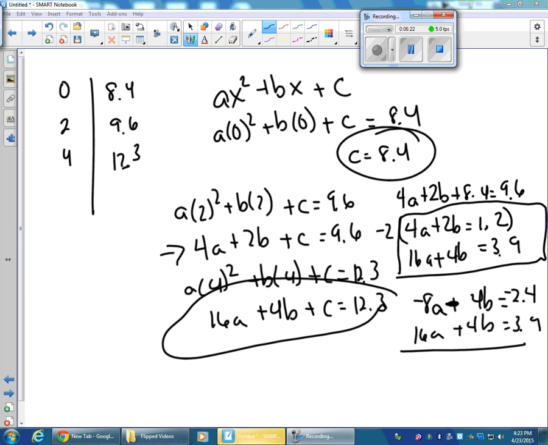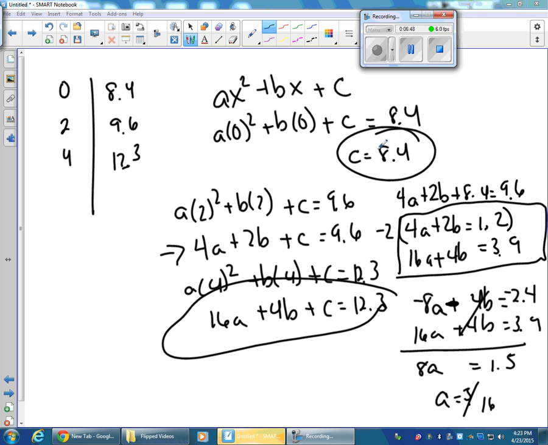Combine these two lines together, you get 8a, the b's cancel, equals 1.5. 1.5 divided by 8 is, a is 0.1875. Let's change that to a fraction. I don't really like it as a decimal. 3/16. All right. So a is 3/16.